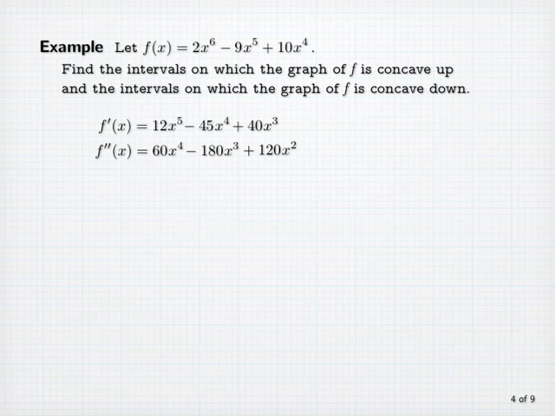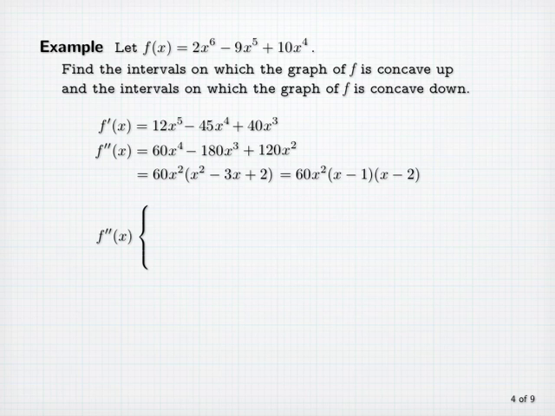We can factor f double prime of x as follows. It equals 60x squared times x squared minus 3x plus 2, which factors further to give us 60x squared times x minus 1 times x minus 2. So we notice that f double prime of x is equal to 0 at x equals 0, x equals 1, and x equals 2.